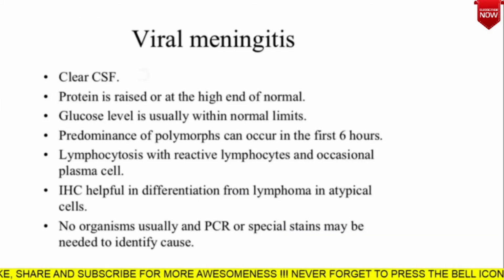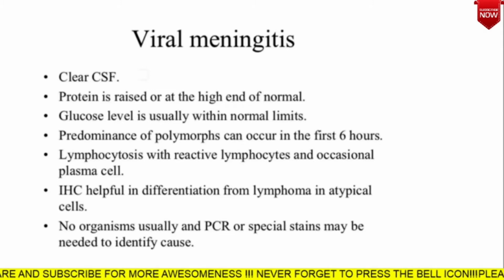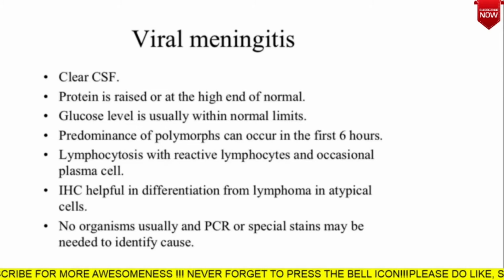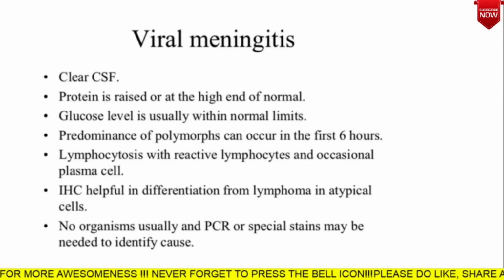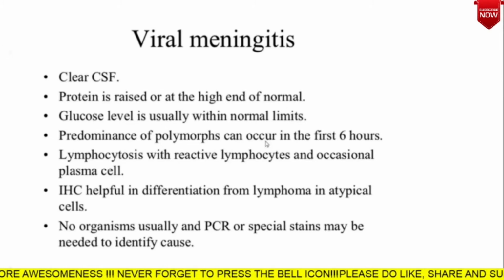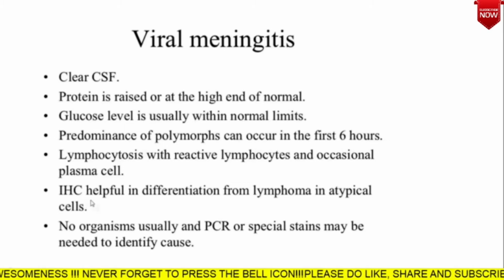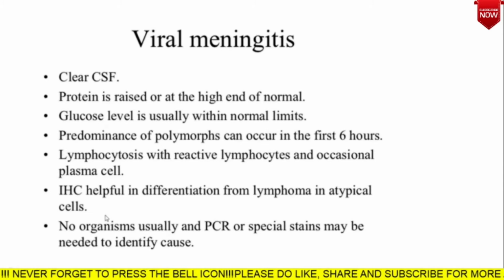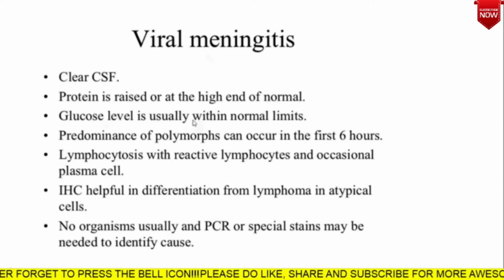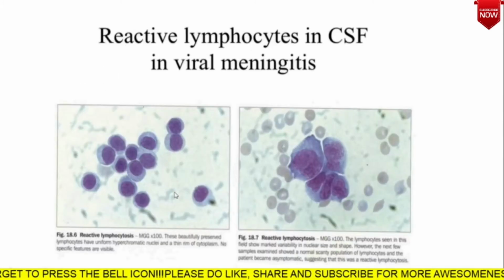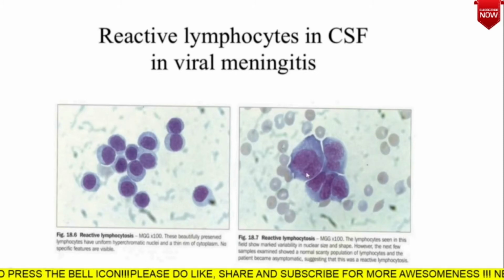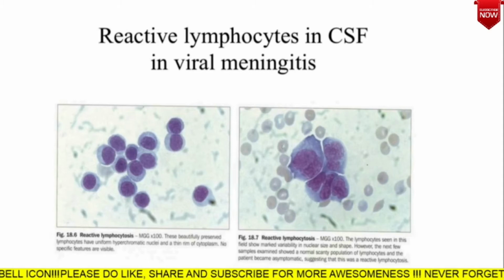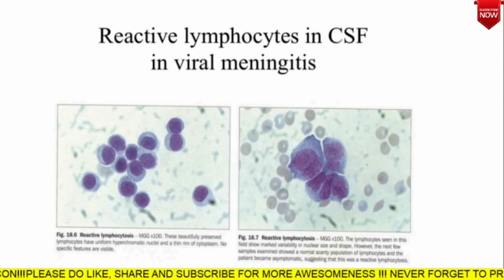Viral meningitis: a clear CSF, protein level usually is not exactly raised, or it will be raised at the end of the normal range. And glucose level is usually within normal limits. Predominance of polymorphs can occur in the first 6 hours. IHC is helpful in differentiation from lymphoma in certain atypical appearing cells. So these are the reactive lymphocytes in viral meningitis that you find. Reactive cells would have a bluer cytoplasm, and the edges can be a bit tailed out.